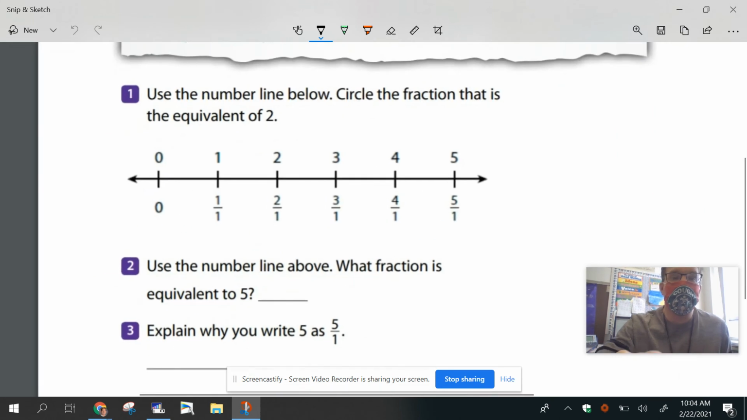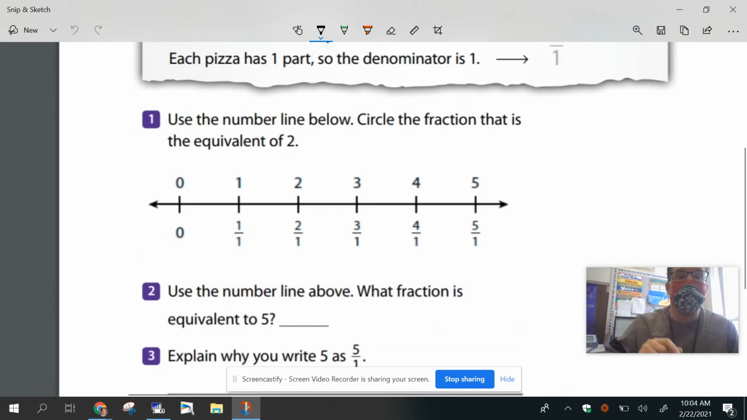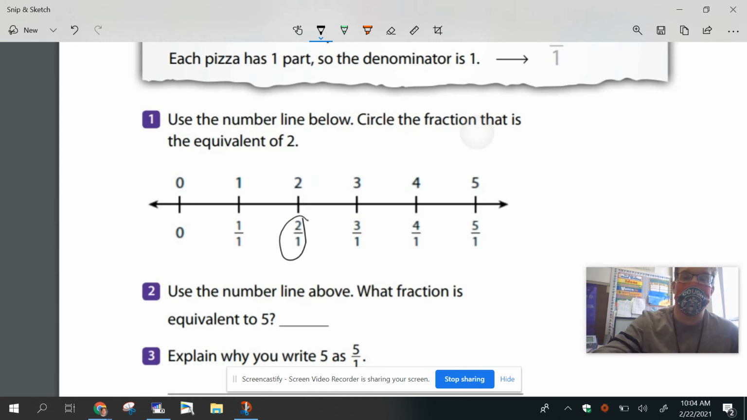All right. So use the number line below, circle the fraction. Did I not do the entire page? Is number 3 the last one? Yeah. Okay, good. So circle the fraction that's equivalent to 2. That should have taken me 2 seconds to do. 2 over 1.